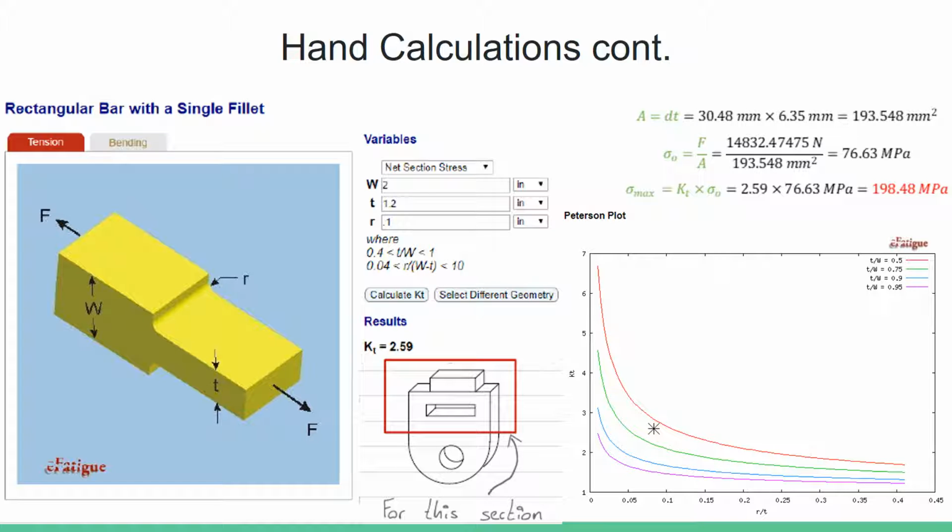For the top section, we use the rectangular bar with a single fillet charts of theoretical stress to calculate KT. That gave us 2.59. We calculated the area for this also and the stress, giving us a max stress of 198.48 megapascals. This is a bit more than the last one, but it is even less than the one that we had first, meaning that this will be less likely to break.